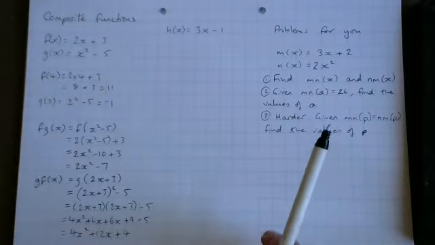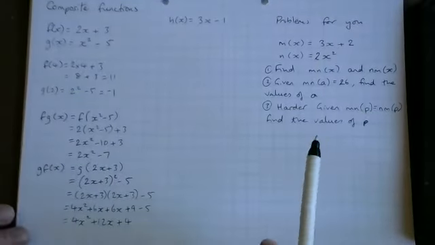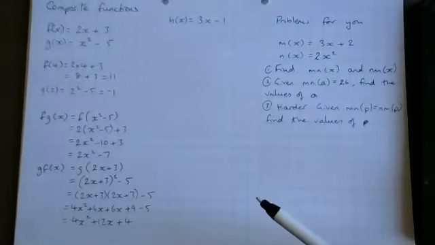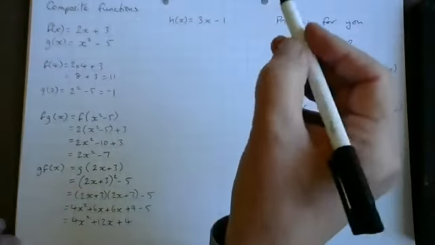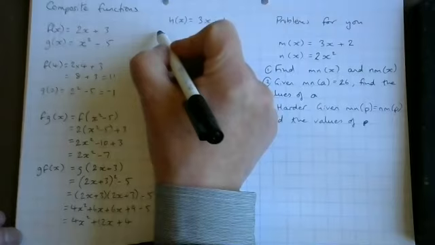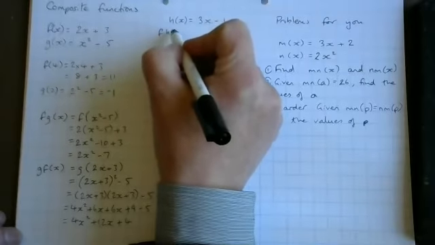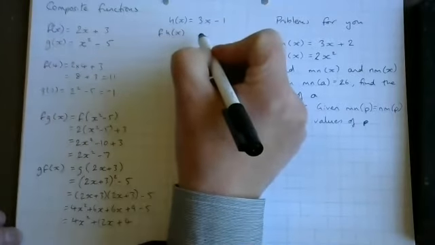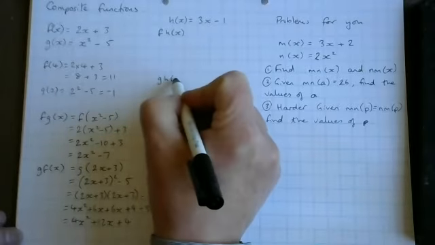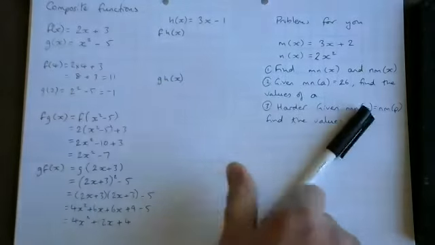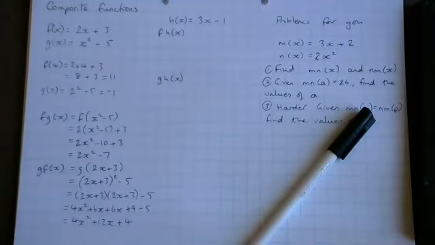Okay, I've introduced a new function here. h of x is 3x minus 1. I'll give you a moment now to try to do fh of x and gh of x. If you just want to pause it there, restart when you've got the solutions.